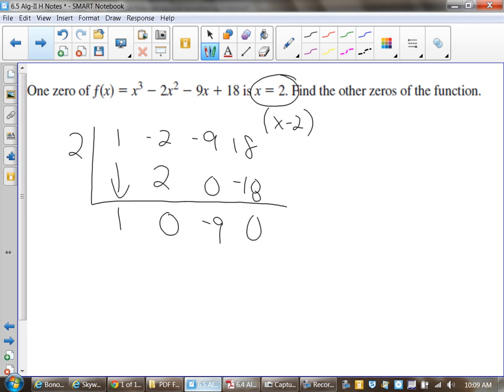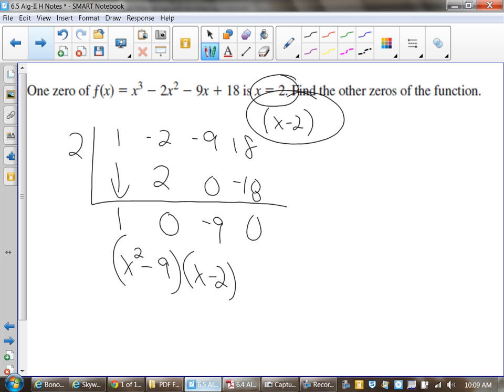Now, what's the result? x squared minus 9. Very good. What's x squared minus 9 when you factor it? x plus 3, x minus 3.